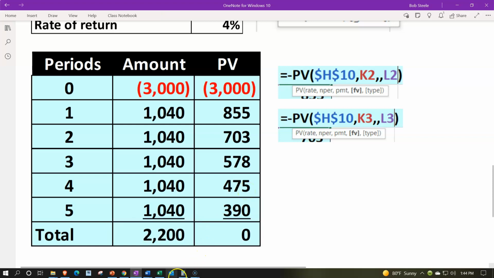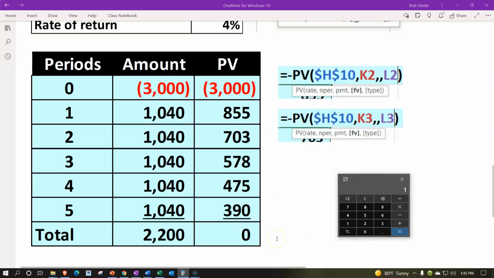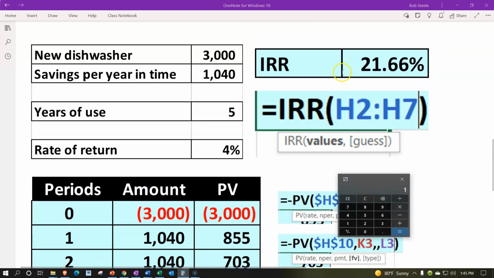Adding that up, let's do it with the trusty calculator just for the fun of it. This is going to be fun. I can't wait. We're going to add up the positive numbers: 855 plus 703 plus 578 plus 475 plus 390 minus 3,000 gives us about 0, right? And that's kind of our proof that that's basically the internal rate of return, the rate of return that we're projecting on this particular project.